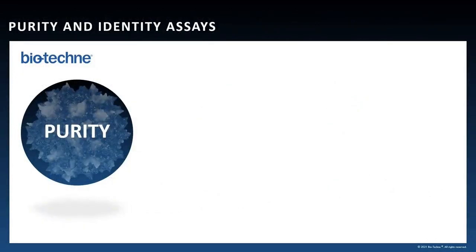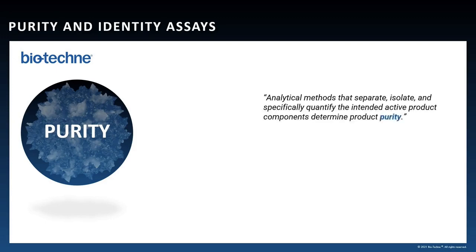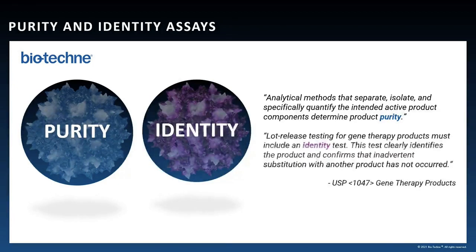Let's start with purity and identity. The USP Chapter 1047 defines analytical tests for both. For purity, analytical methods that separate, isolate, and specifically quantify the intended active product components determine product purity. And importantly, lot release testing for gene therapy products must include an identity test. This test clearly identifies the product and confirms the inadvertent substitution with another product has not occurred.